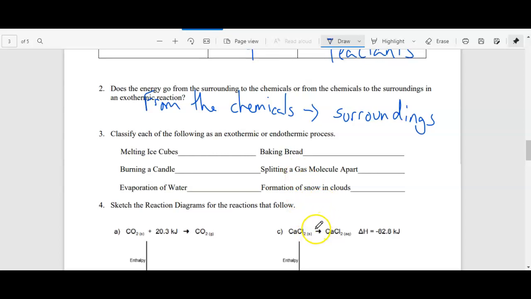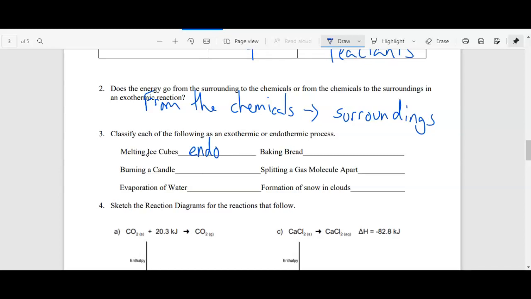So what we have to do is think about, are we adding heat or are we releasing? So in this example here, to melt an ice cube, do you have to add heat or take heat away to melt an ice cube? To go from a solid to a liquid, do you add heat or take heat away? You add heat. So what type of reaction adds heat? Endothermic. This one's endo.